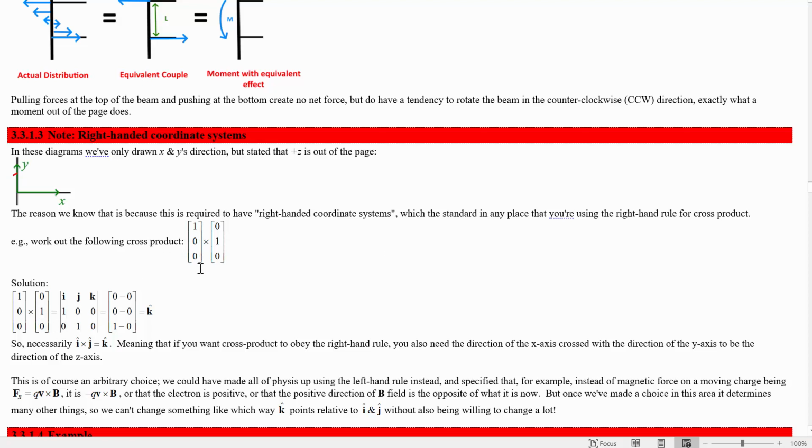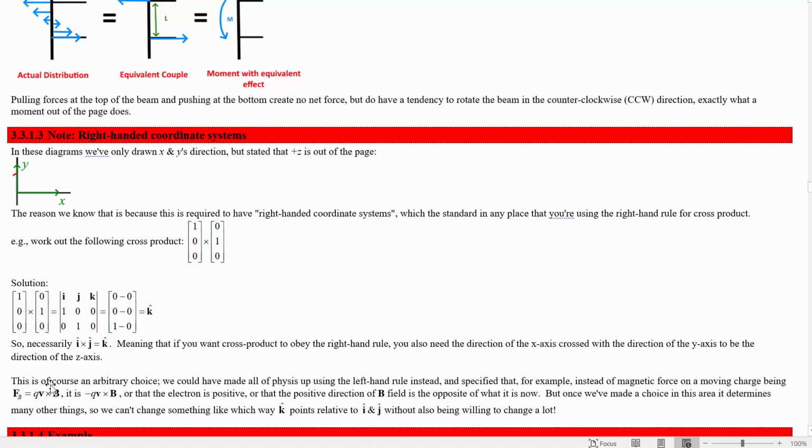So 1, 0, 0 crossed 0, 1, 0 is going to be 0, 0, 1, like that's always going to be true by how we've set up the cross product. Then you need k hat, the z-axis, to point out of the page as long as you want to use the right-hand rule for cross product instead of the left-hand rule. You could have set this up differently, right? You could have said, you know what, let's define it so that we use the left-hand rule for cross product. Then you would have to redefine a bunch of different physics.